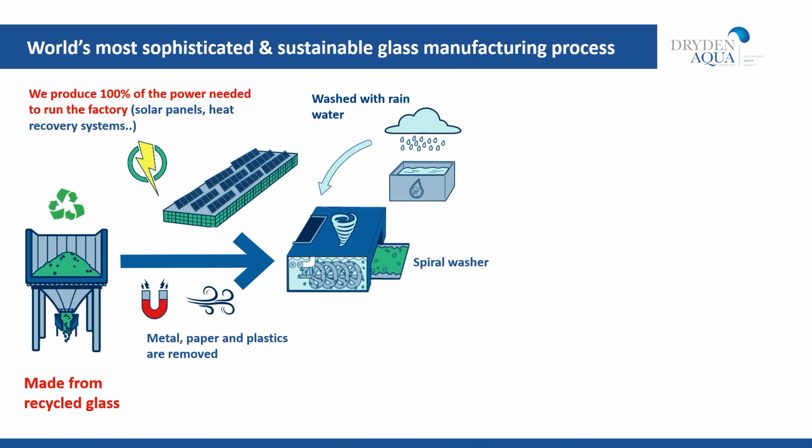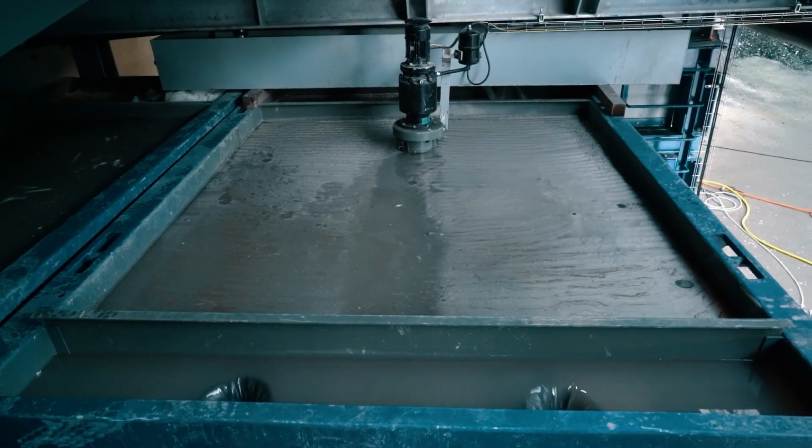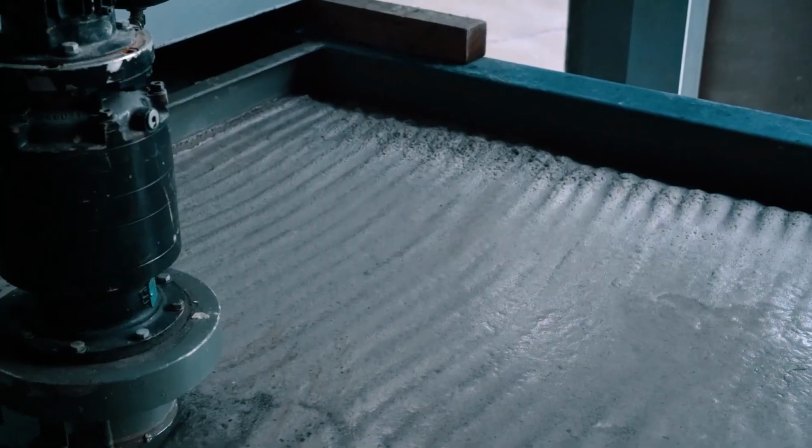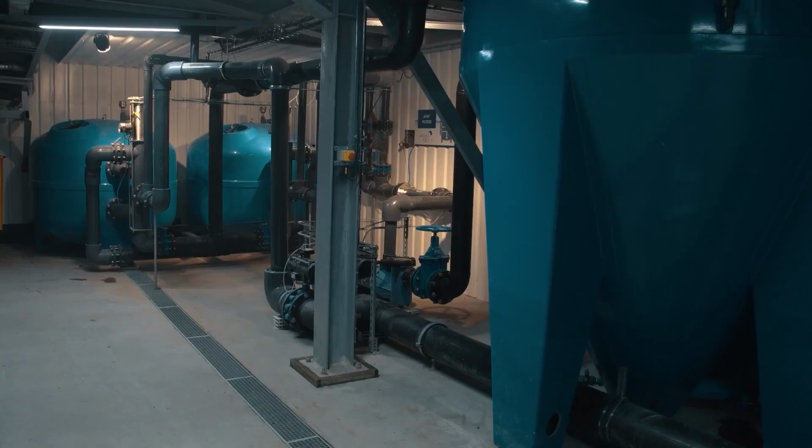We harvest the rainwater here. We use this rainwater to wash the raw materials. That sludge that's built up through the cleaning process is sent off for producing biogas. We have a zero waste policy. All the byproducts that are produced through the cleaning process go back to different industries.